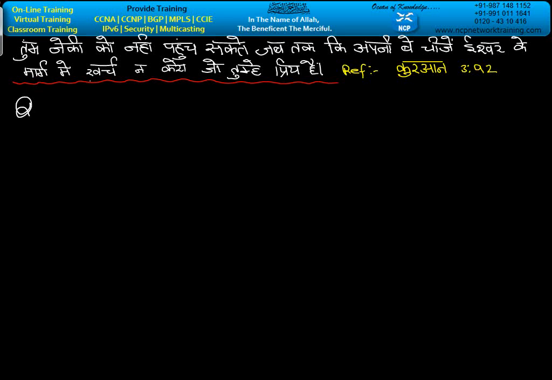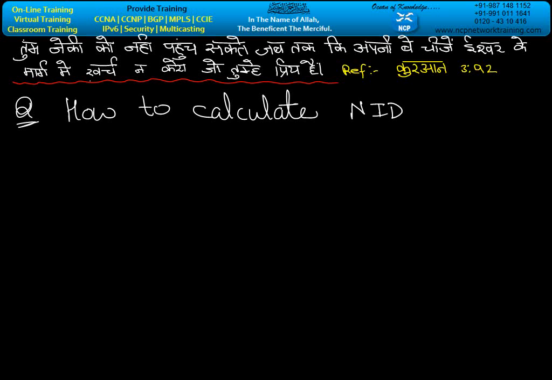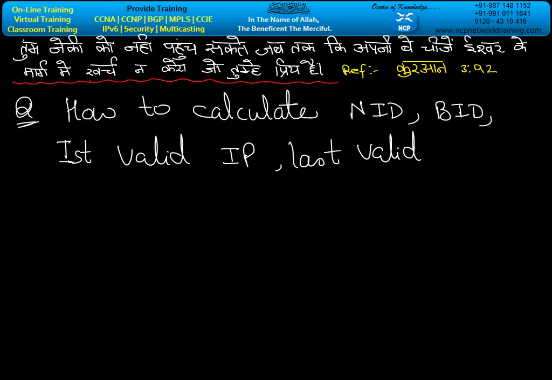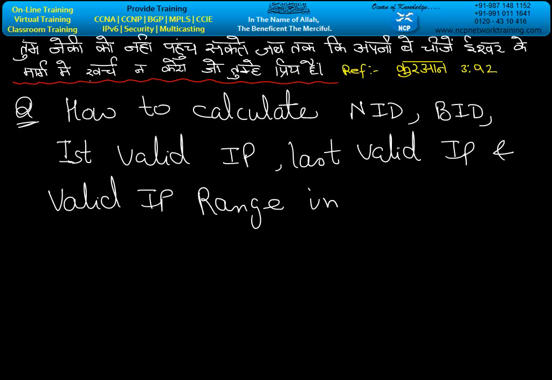Write down the question. How to calculate network ID, broadcast ID, first valid IP, last valid IP and valid IP range in each class: A, B and C.